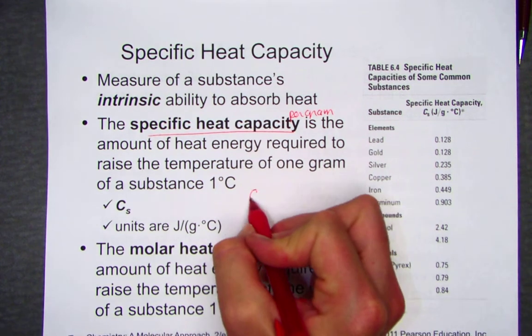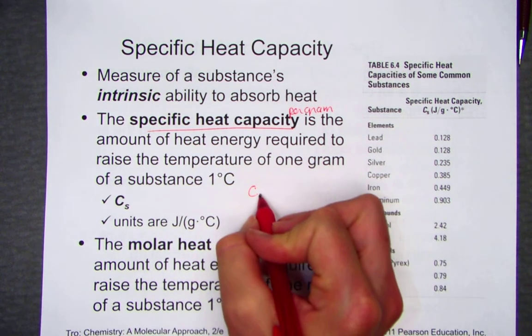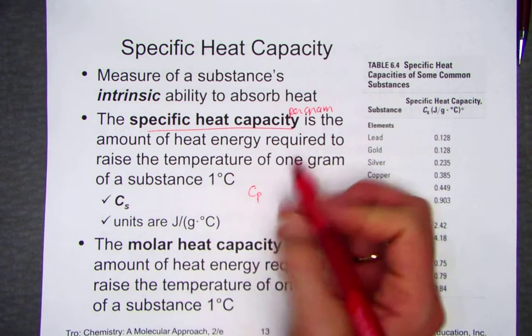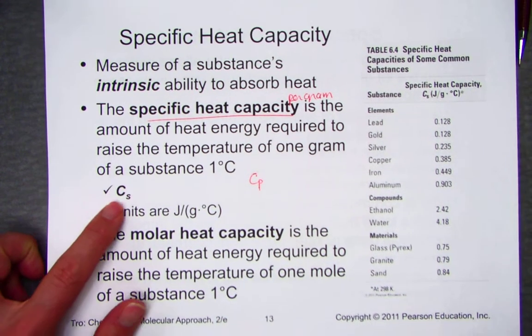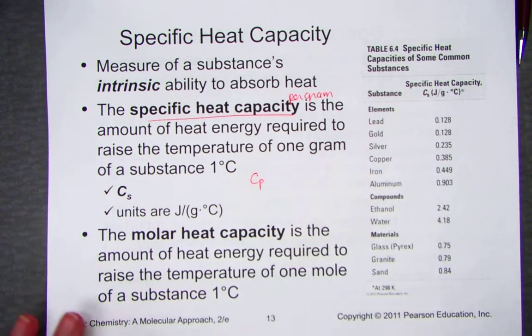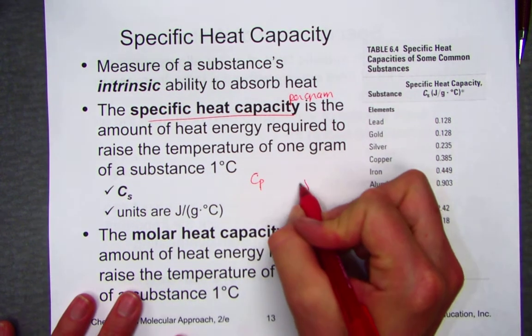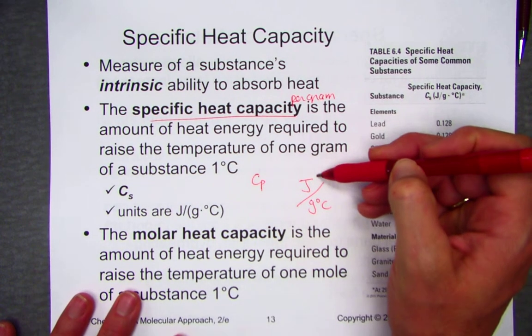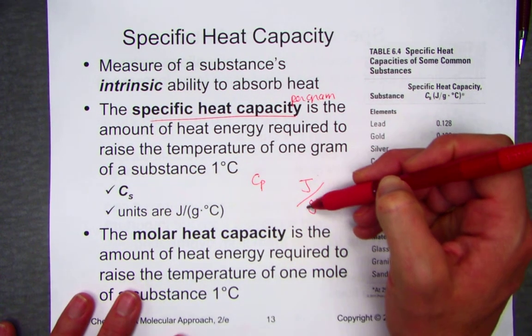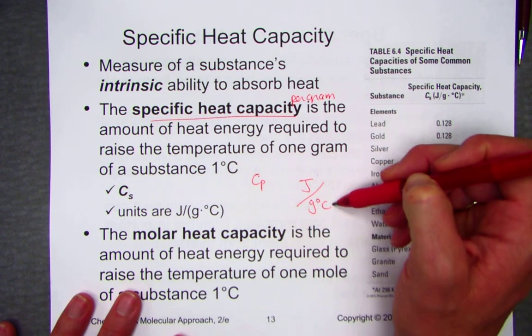Specific heat gets the symbol C, or sometimes I see it as Cs or Cp, for constant pressure or the constant system, specific heat capacity. And the units for that are joules per gram degrees Celsius. How much energy does it take to raise 1 gram of an object by 1 degree Celsius?